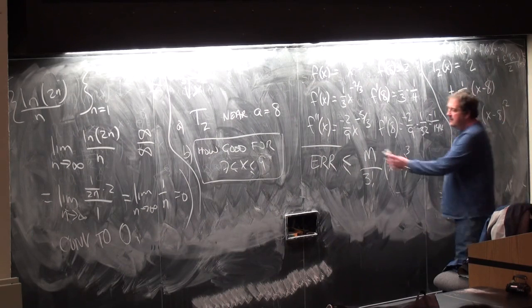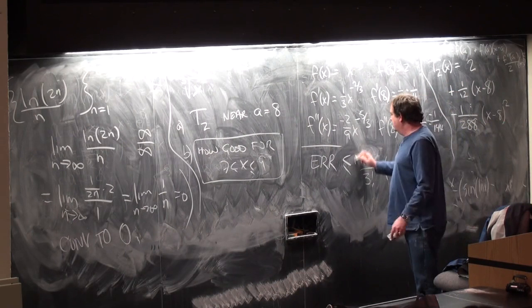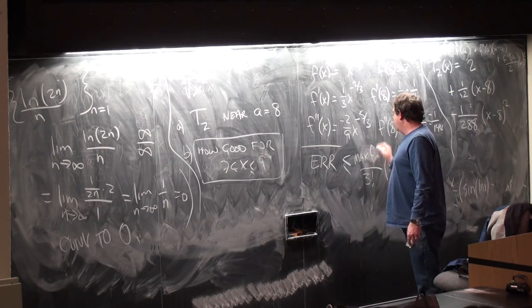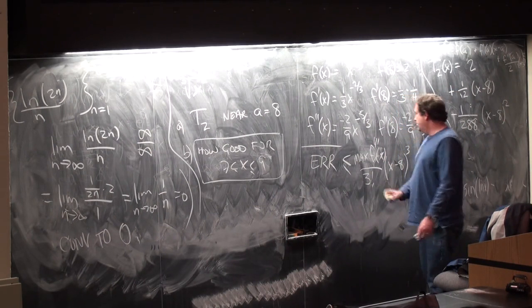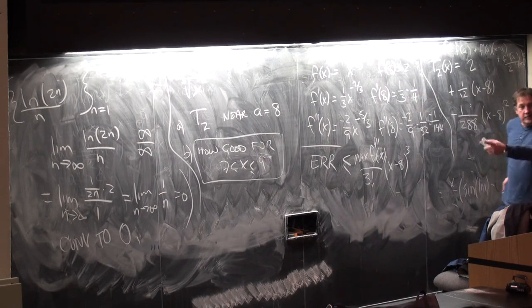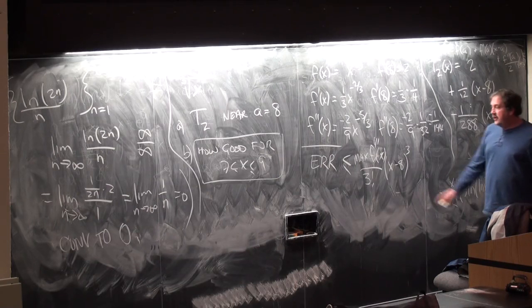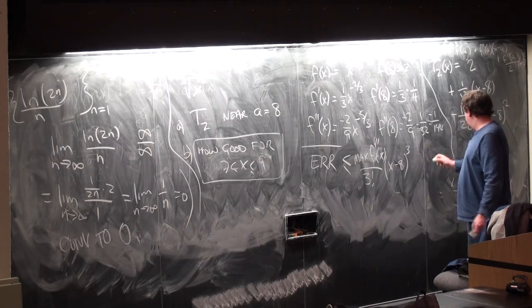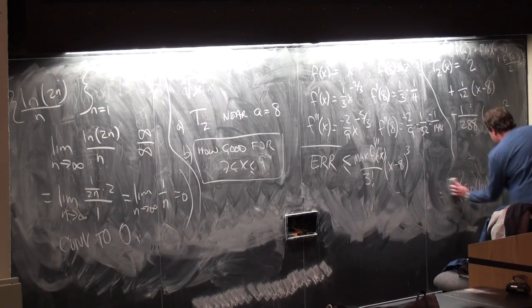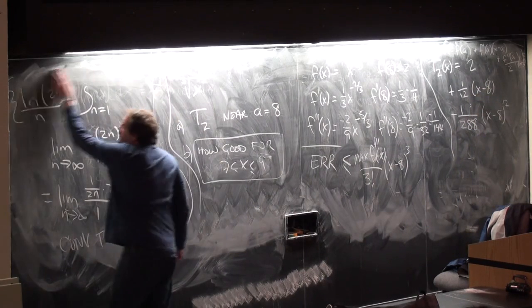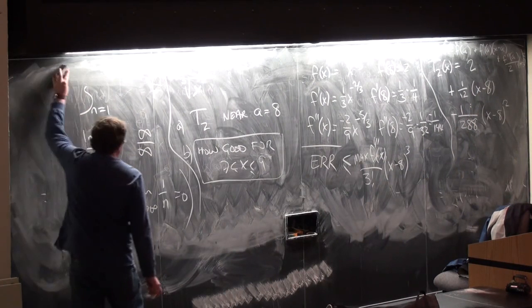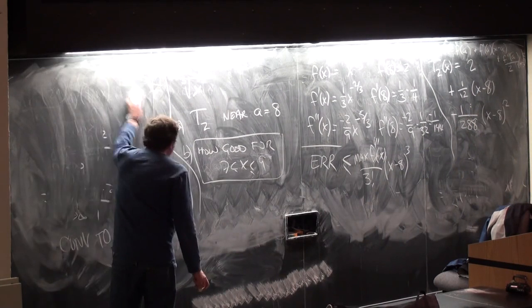So M here is really the max of the fourth derivative, of the third derivative of, well, let's just call it x. Where the maximum is over the range in question. So we have to look at the third derivative. I guess I'll go erase this now. So we look at the third derivative, and we want to know when it's the biggest.